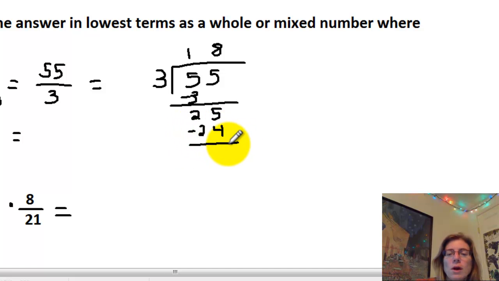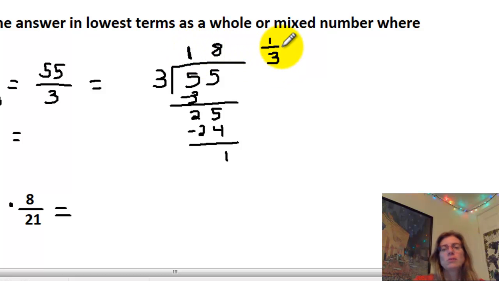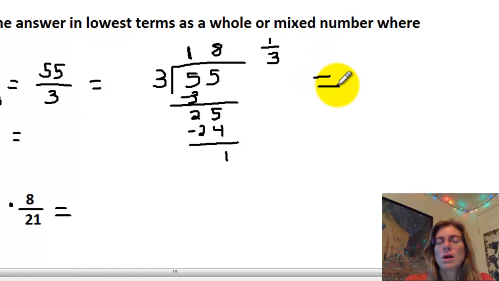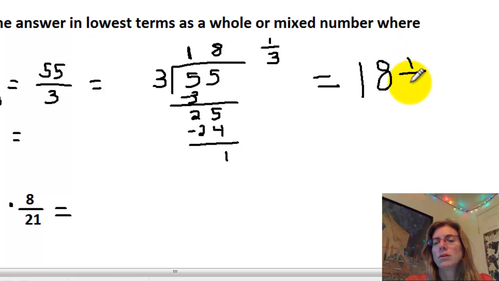Remainder 1. Remember, the 1 becomes the numerator and the divisor becomes the denominator. 18, the quotient, is the whole number. So we changed 55 thirds into 18 and 1 third.